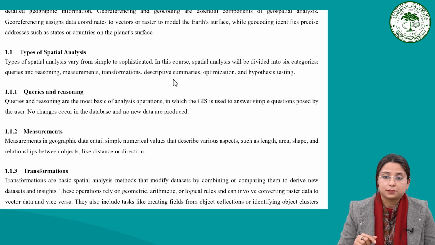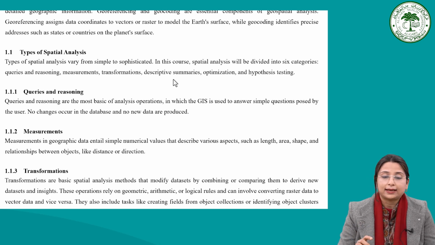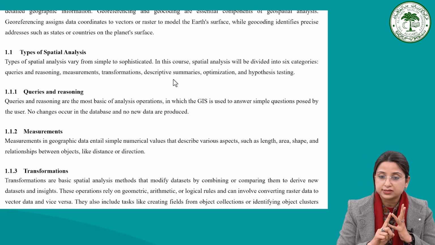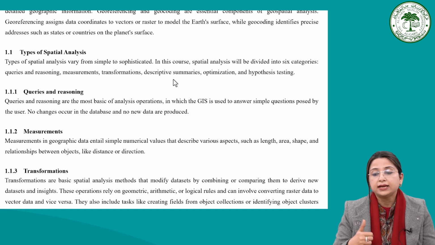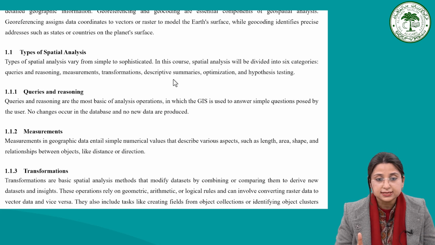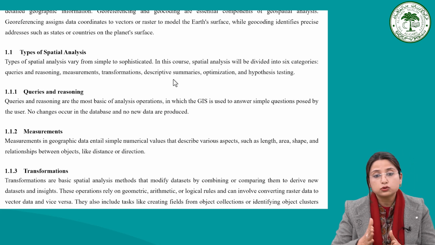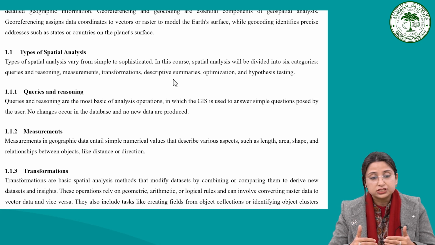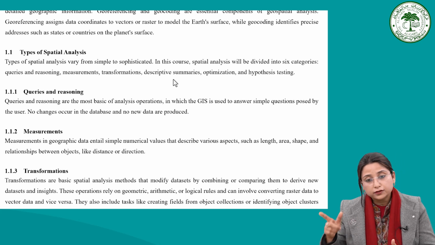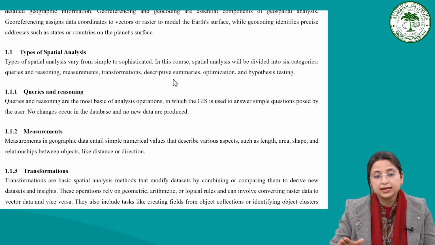In this course, spatial analysis will be divided into 6 categories: queries and reasoning, measurements, transformation, descriptive summaries, optimization, and hypothesis testing. These are the 6 types of spatial analysis, and during the discussion we will understand that they vary from simple to sophisticated. This lecture will just introduce them, and in further lectures each spatial analysis will be discussed in detail one by one.